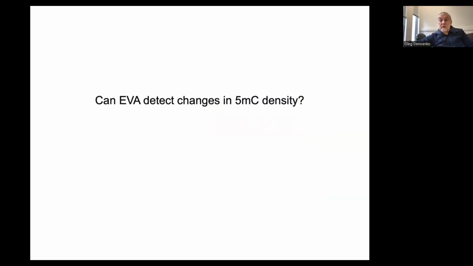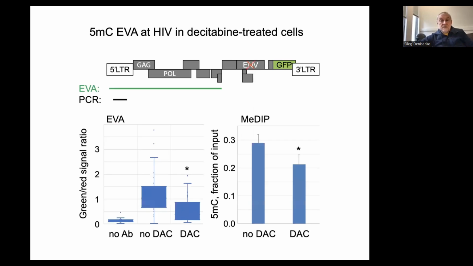So the question is, can we use this method to measure changes in DNA methylation at the locus of interest? So in this experiment, we used an inhibitor of DNA methylation, decitabine, and we treated cells with this inhibitor for 48 hours and compared 5-MC signal at HIV in treated cells versus untreated cells. And you can see that in treated cells, the signal is substantially lower, as expected.